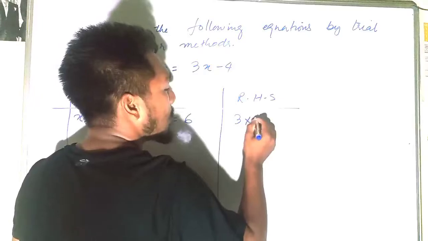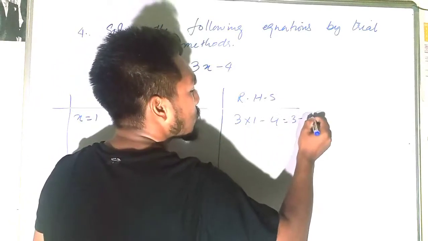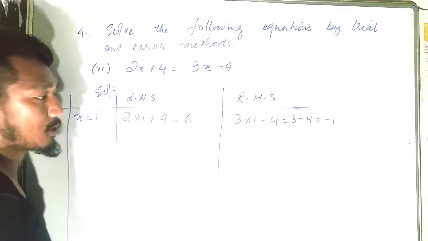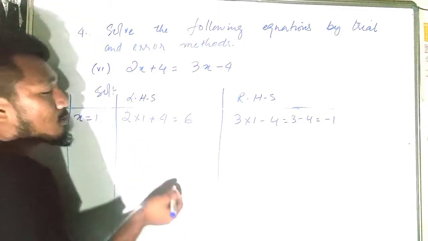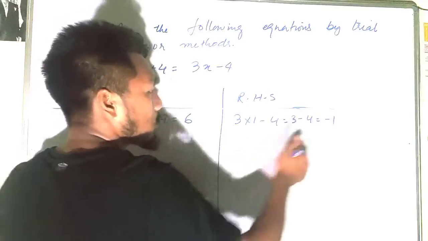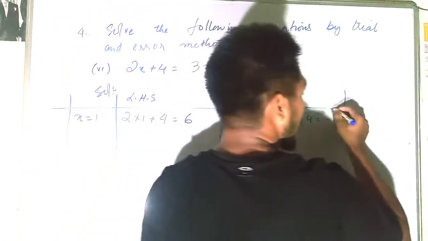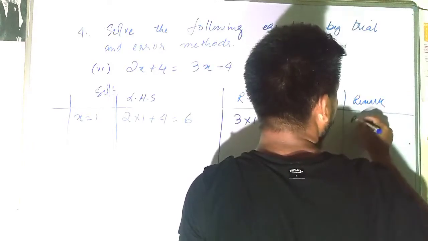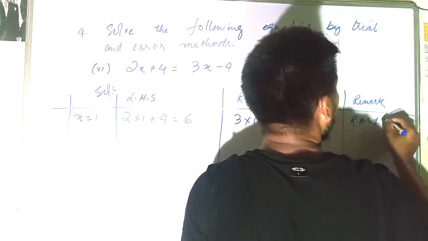Right hand side: 3 into 1 minus 4, 3 ones are 3, minus 4 is minus 1. They are not equal to each other, right? That means this is not the solution. Let's write a remark here: right hand side is not equal to left hand side.